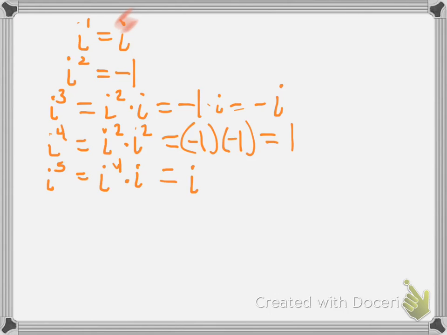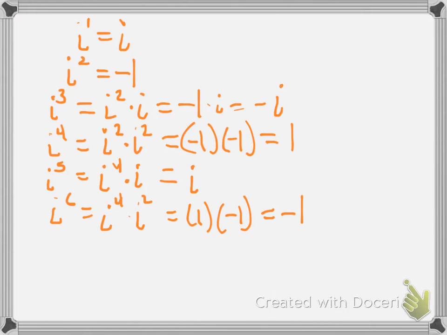So over here we had i, then we had -1, then we had negative i, and then we had 1, and now we're back to i again. So this pattern is going to repeat. And so if I look at i to the 6th power, we could look at it as i to the 4th times i squared. And so i to the 4th is 1, i squared is -1, and so this works out to be -1. And that's the next number again.